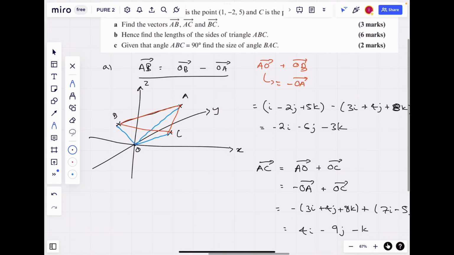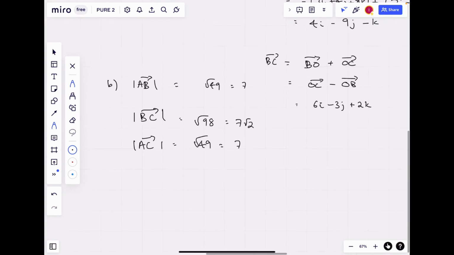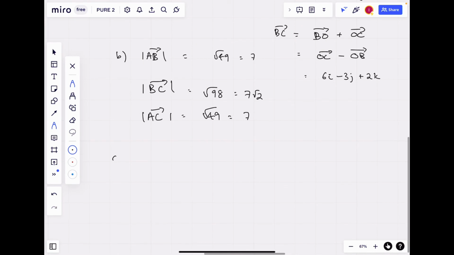Given that the angle ABC is 90 degrees, find the size of angle BAC. This one is pretty straightforward because you know that two of the lengths are the same. What triangle has two lengths which are the same? An isosceles, right? So drawing an isosceles is going to be something like this. 7, 7, 7 root 2.